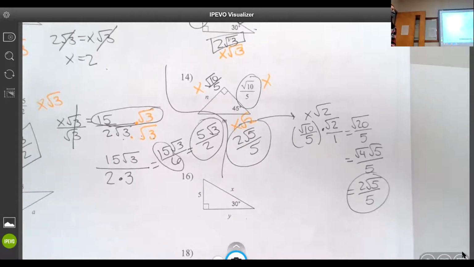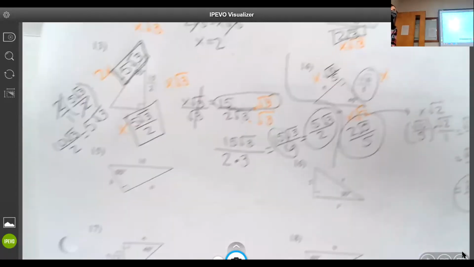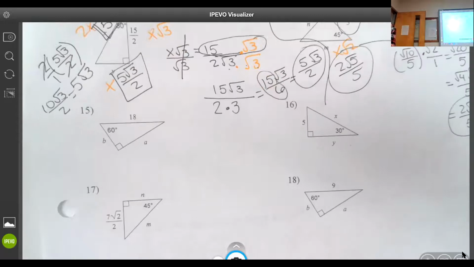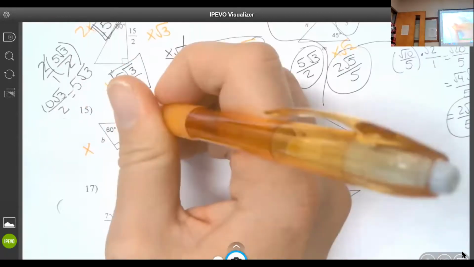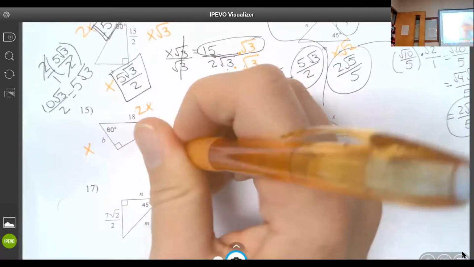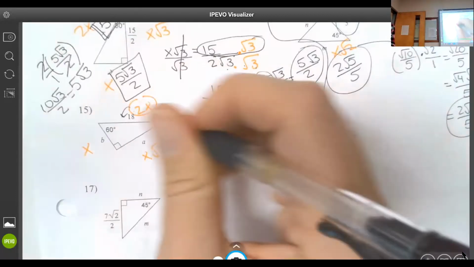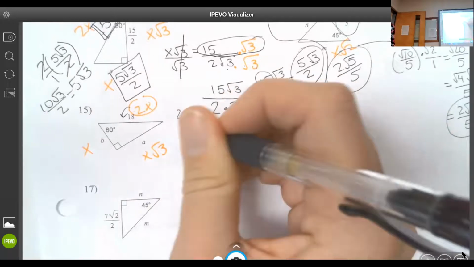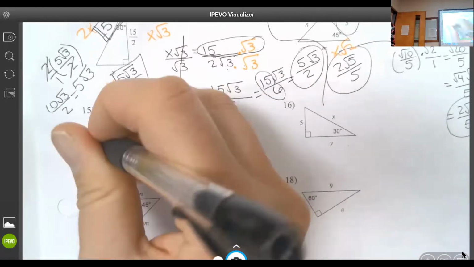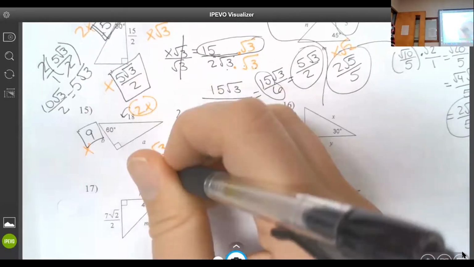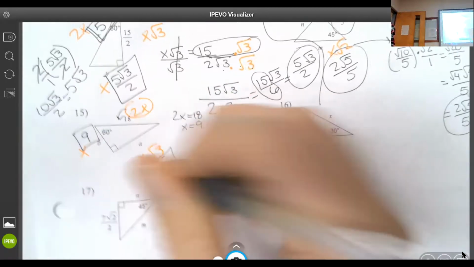15 and 16 should have been a little bit easier ones. So 15, the side across from 30 is x, the hypotenuse is 2x, and the other leg is x rad 3. I'm given the side that's 2x. So if 2x equals 18, what does x equal? 9. So now I just plug that in. 9 here, 9 rad 3 here. Okay.